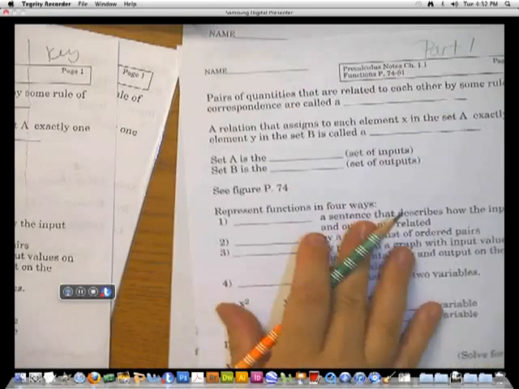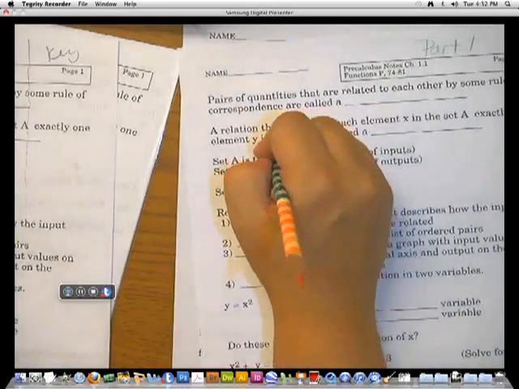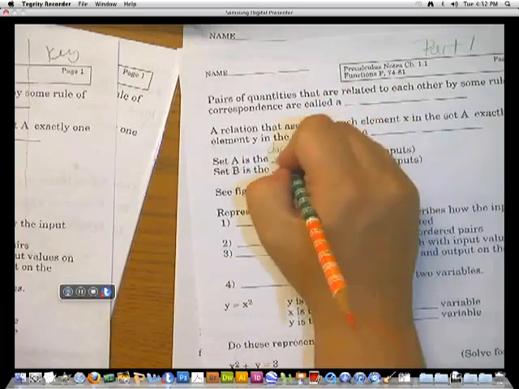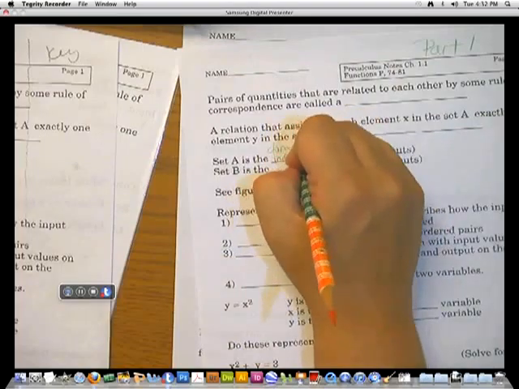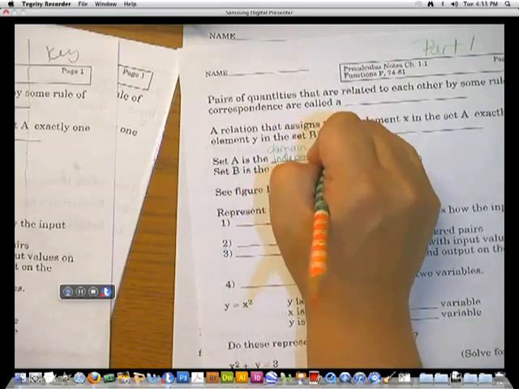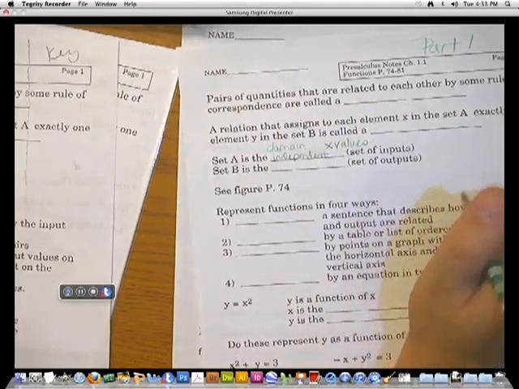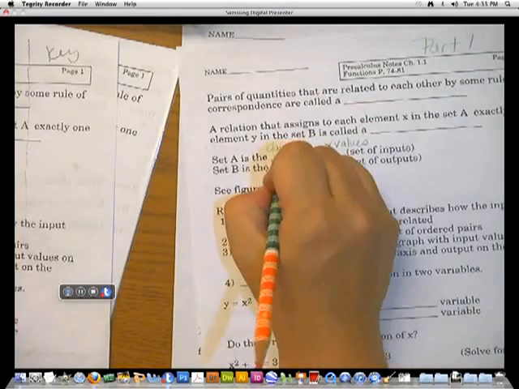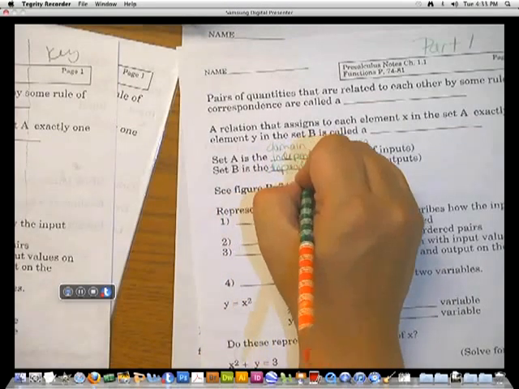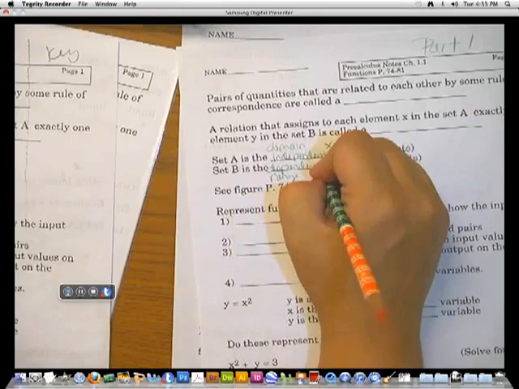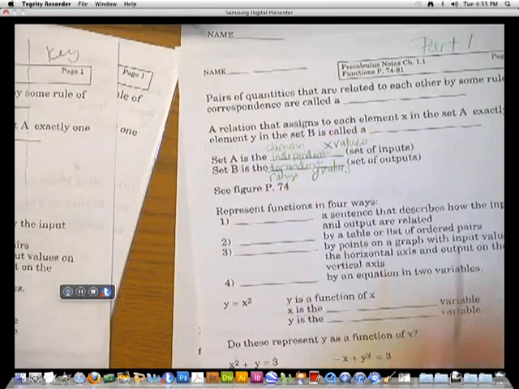Set A is called the domain. We're going to put some more words in here. The independent, also known as the x values. Whereas set B is the dependent. It is the range, also known as the y values.